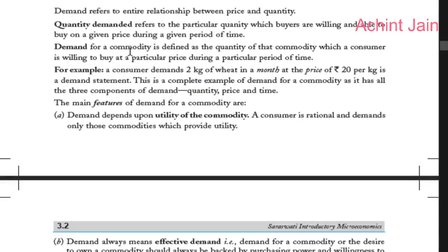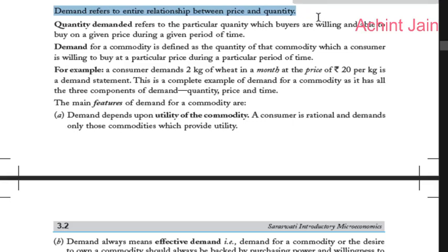Demand is defined as the quantity of a commodity that a consumer is willing and able to purchase in the market in a given period of time and at different prices. For example, a consumer demands 5 kg of sugar in a month at a price of rupees 40 per kg. Demand is also referred to as effective desire.